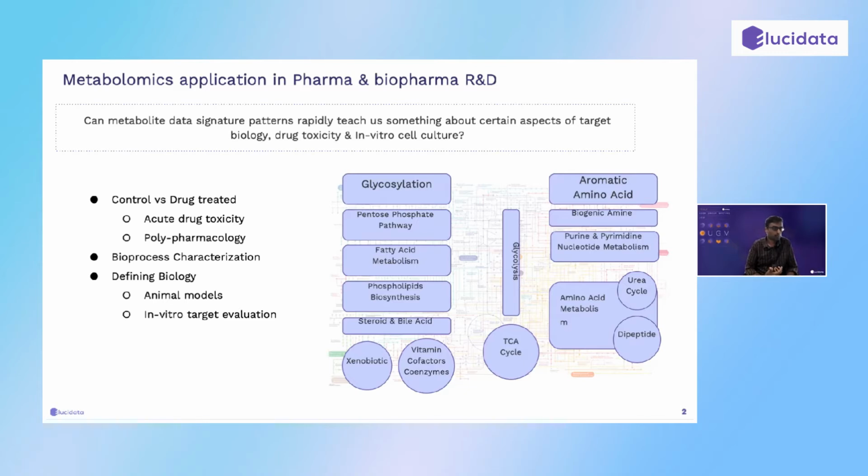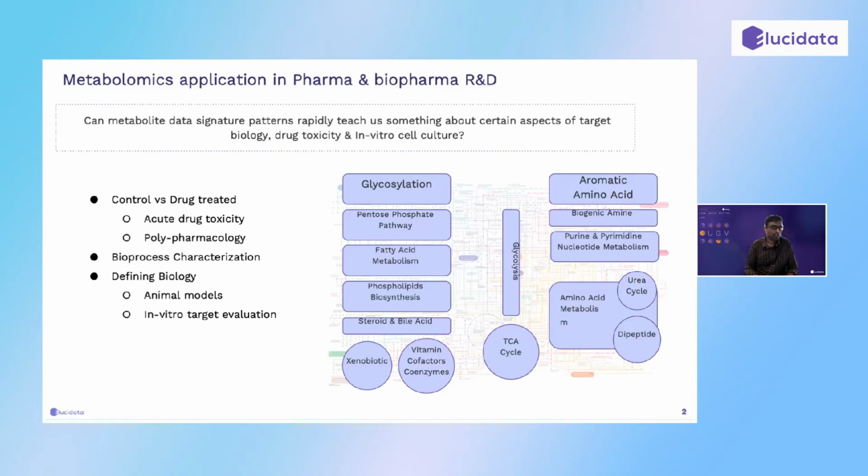Not only that, metabolomics is increasingly being applied to bioprocess characterization, especially in the context of a therapeutic antibody production process, which is a biological process using mammalian cell cultures. So we want to characterize metabolomics more in that area, or the changes in metabolite signatures.